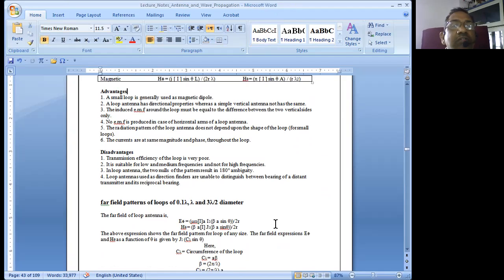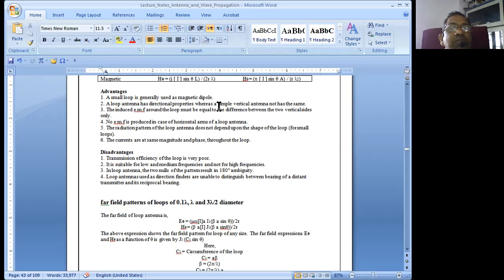A small loop antenna is normally used as a magnetic dipole. So here a small loop antenna can be treated like a dipole antenna. Already we discussed the dipole antenna. The dipole antenna's length is normally lambda by 2, lambda by 4, lambda by 6, lambda by 10, like that. So a loop antenna has directional properties, whereas a simple vertical antenna, something like a monopole antenna, does not have the same directional properties as the loop antennas.